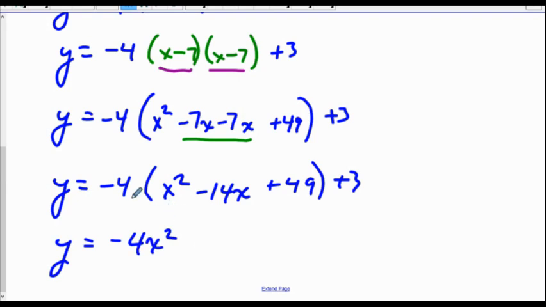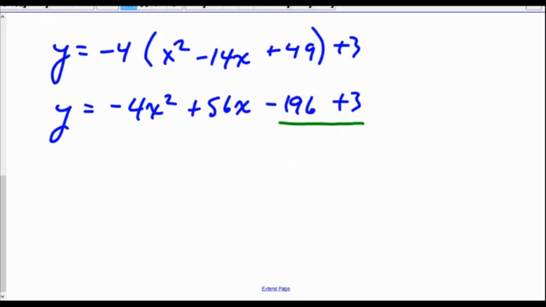It's going to be minus 4 times 14. What's that going to be? Positive 56, I'm hoping. And 4 times 49. Let's see. 4 times 50 is 200. How about negative 196? And then plus 3. And then my last step, I'm going to combine these two numbers here to get my final equation.